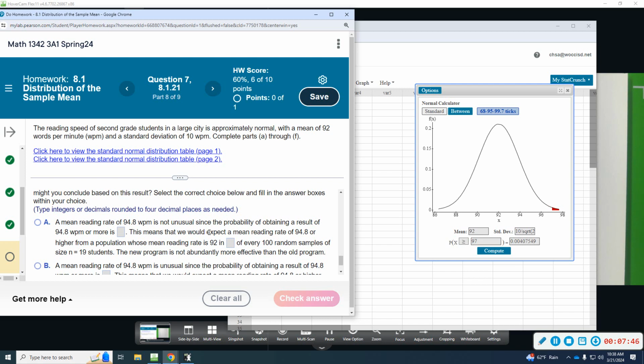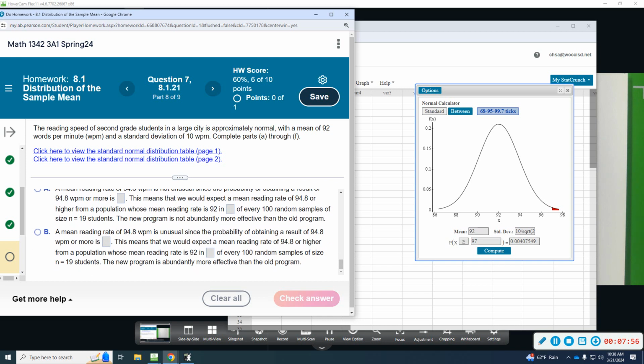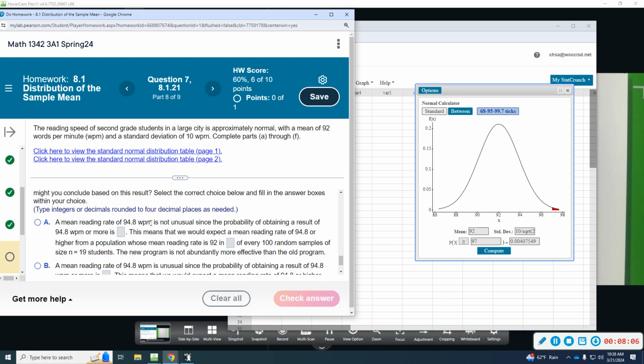This means that we would expect the mean reading rate of 94 or higher for a population who has a mean of 92 out of every 100 samples of size 19. The new program is not abundantly more effective than the old, and then this one says the reading rate is unusual. So first we need to find the probability. If it's greater than 5%, it would be okay. If it was less than 5, it would be unusual.